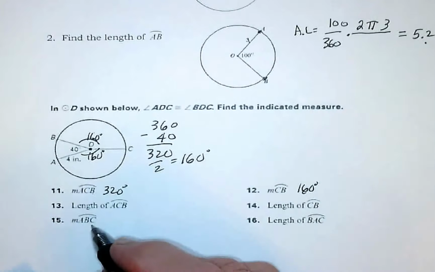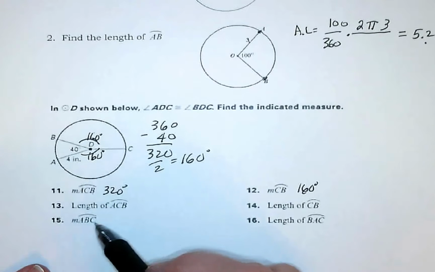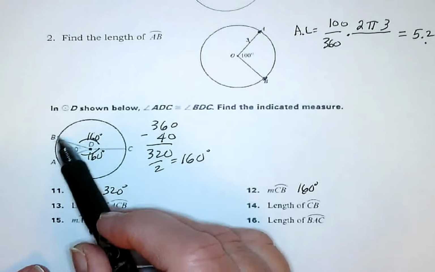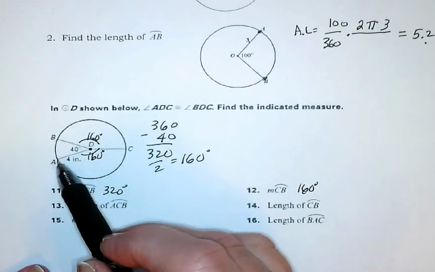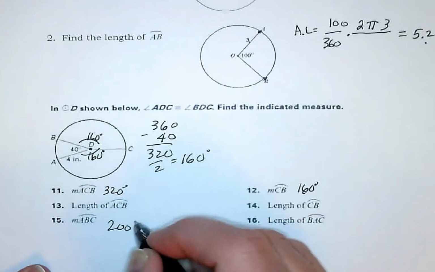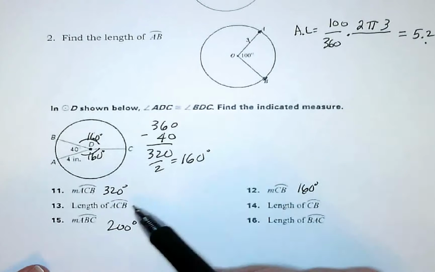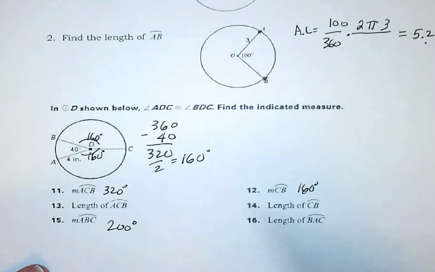Okay, I'm going to skip down here to number 15. That's another angle one. So 15 says ABC. So start at A, go through B, and stop at C. You can see that that's going to be 40 plus 160. So that's going to be 200 degrees. Now the other three are asking for the length of those. So we're going to use arc length to help us find the measurements of those.